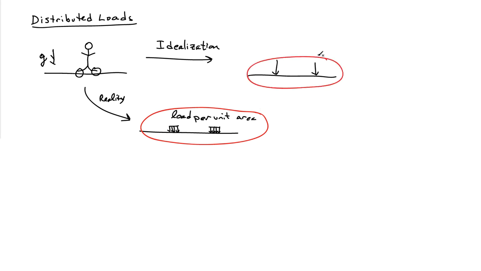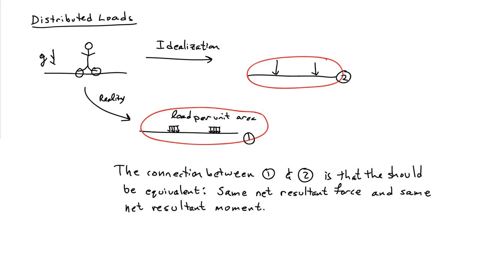The two are connected to each other, and the way they're connected is that case one, in other words, the distributed load case, is connected to the point force load case, which I've labeled here two, in that the two situations should be equivalent to each other. So 1 and 2, the two different force systems, should have the same net resultant force and the same net resultant moment. And we often use the idealization of the distributed loads as point forces because it facilitates analysis and makes it a little bit simpler. So, and we'll see that as we move forward when we look at some actual applications here.